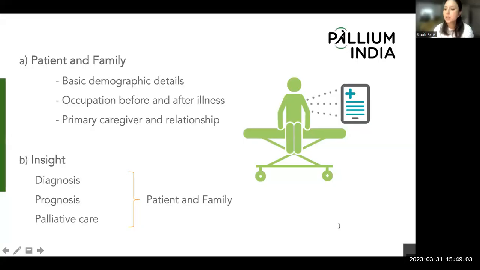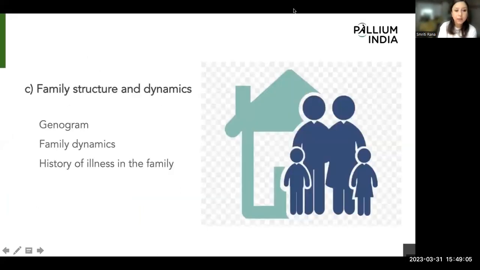All right, so coming back to the presentation, the mindful time. Okay, family structure and dynamics. Somebody mentioned it, so I'm going to talk about the genogram, family dynamics and history of illness in the family. So why do I need to know the family structure and dynamics? How is it going to help me as a clinician to help the family better? It's not just about the caregiver. Why do I need to know the dynamics of the family?